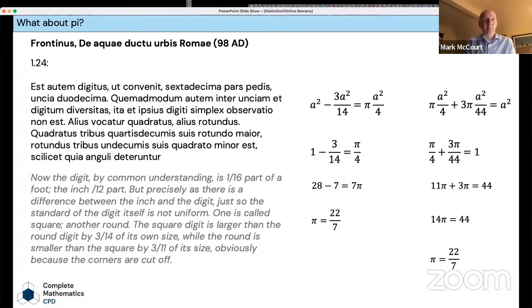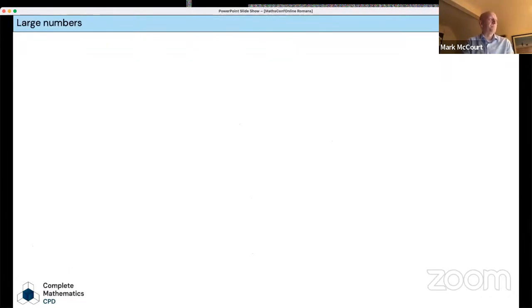It's a pretty good approximation. That's what the Romans are using as their approximation to pi. And we get that from that little bit of text there. And that's something maybe not for year 4, but you might want to ask some secondary pupils to unpick that.